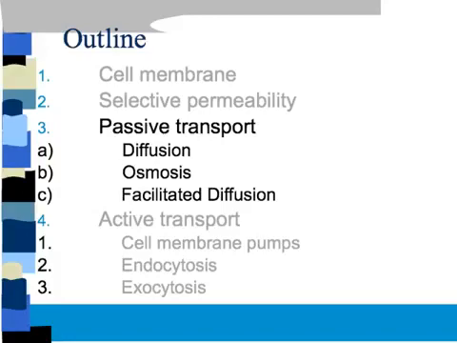Today we're going to continue our discussion of cell transport, but more specifically we're just going to look at passive transport, which is one of two types of cell transport, and we're actually only going to look at diffusion, which is a type of passive transport.